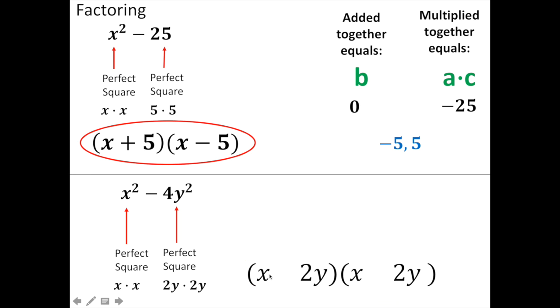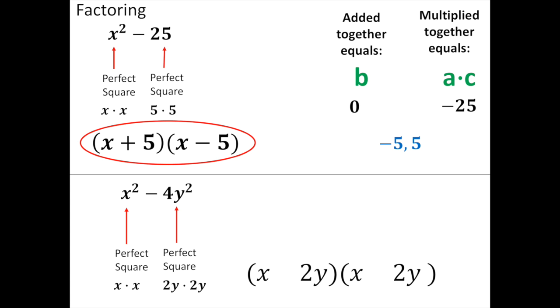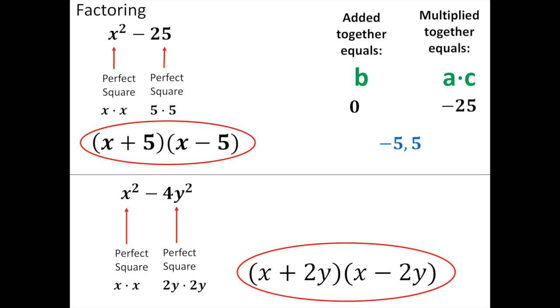I write that down. Let's rewind just a little bit here. Perfect square, I write those down, x and x. My last part is a perfect square, so I write those 2y and 2y. And then I do one positive, one negative. Let's try that again here.